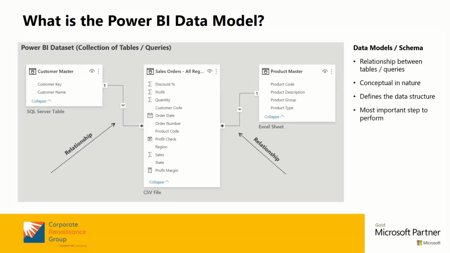So don't get confused with the terminologies. A data set is just a list of tables. A data model is when you create relationships between those tables or queries. All right. Okay. So let's move on.